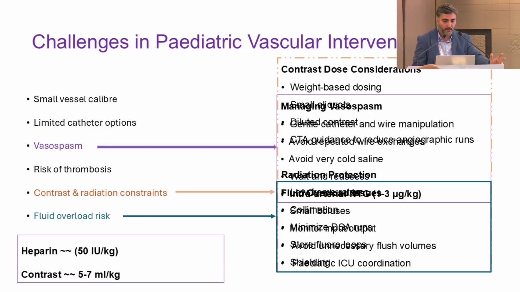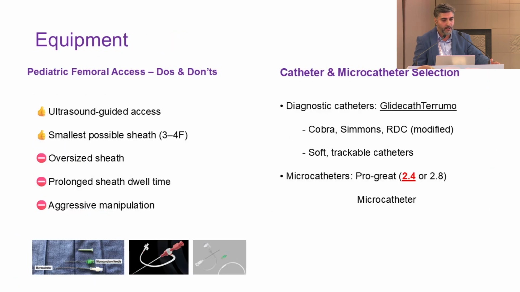For radiation: low frame rates, collimation, minimize the DSA runs, store the fluoro loops and review them again and again, and proper shielding. Fluid overload is also an issue with pediatric interventions. We should use small boluses of fluid, monitor the input and output, avoid unnecessary flush volume, and take help of the pediatric ICU people, because they are well accustomed to how to use fluid in these patients. Equipment: femoral access should always be ultrasound guided, with smaller sheaths, diagnostic catheters, and small diameter catheters. We prefer Glidecath and Terumo catheters because they are soft and trackable, and smaller microcatheters.